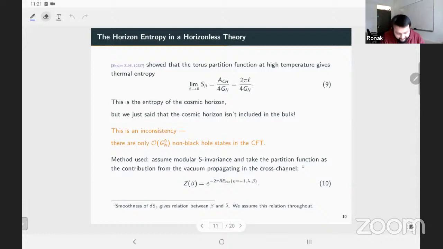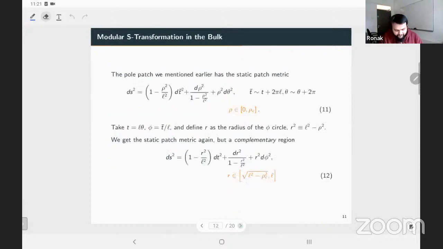The method he used to prove this was that he assumed modular S invariance. And he took the partition function to be just the contribution coming from the vacuum propagating in the cross channel, the high temperature contribution we mentioned earlier. From here, you take the derivative, you get the entropy. So let's try to understand this in the bulk. The pole patch we mentioned earlier has a metric of this form. This is Euclidean. The time has periodicity because it's Euclidean and it's a partition function.